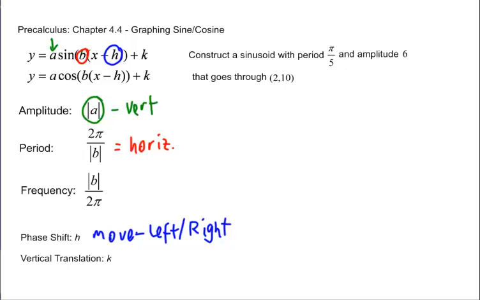So when you look at this, imagine some of those other functions that you've seen previously. The last one is that k over at the end. Guess what? This is going to move you up and down.